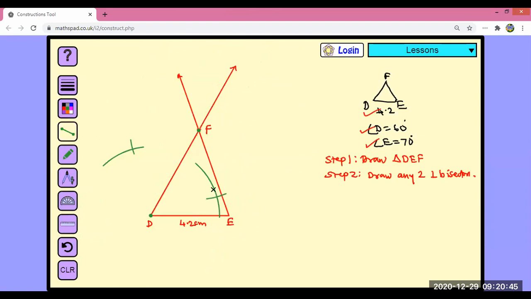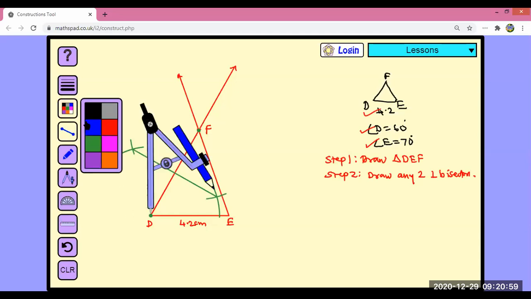Okay, joining these two points, we get the first perpendicular bisector. This is the perpendicular bisector to side DF. Same way, we are going to draw another perpendicular bisector, let's say for side EF this time. Okay, for EF. So how do we begin?